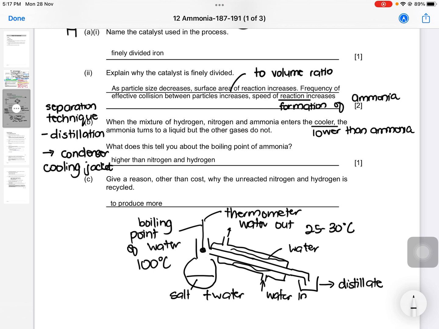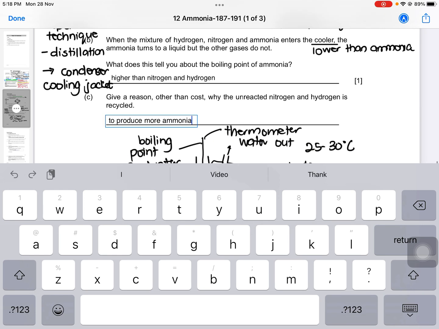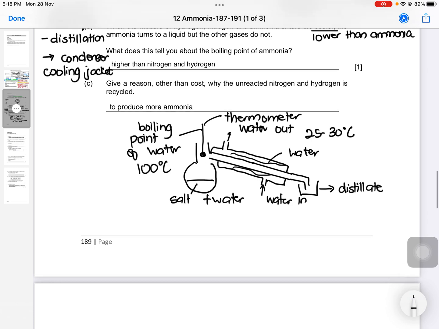State one other reason, other than cost, why unreacted nitrogen and hydrogen is recycled. That is to produce more ammonia. This is in your notes as I went through just now.